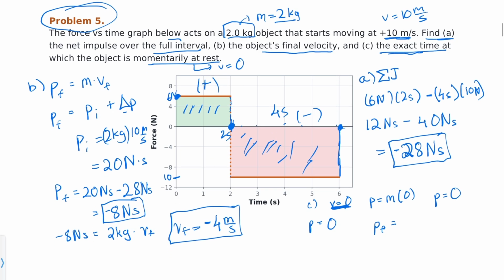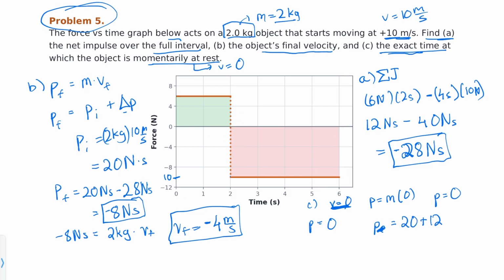We can say, at that point, my momentum is, well, let's see, force in Newtons times seconds. So at that point, at T equals 2 seconds, P is equal to 20 plus 12. And why is that? That's because initially we had 20. The area under this was 12, right? Initially we had 20 momentum. So after the first 2 seconds, we know that we're going to have 32, right?